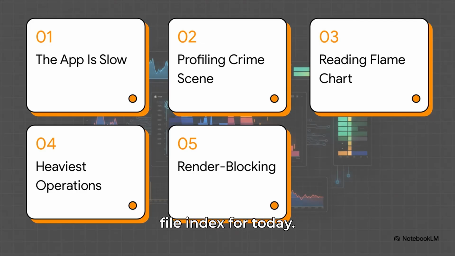Here is our case file index for today. 1. The app is slow mystery. 2. Profiling the crime scene. 3. Reading the flame chart. 4. Finding the heaviest operations. And 5. Catching render blocking scripts.